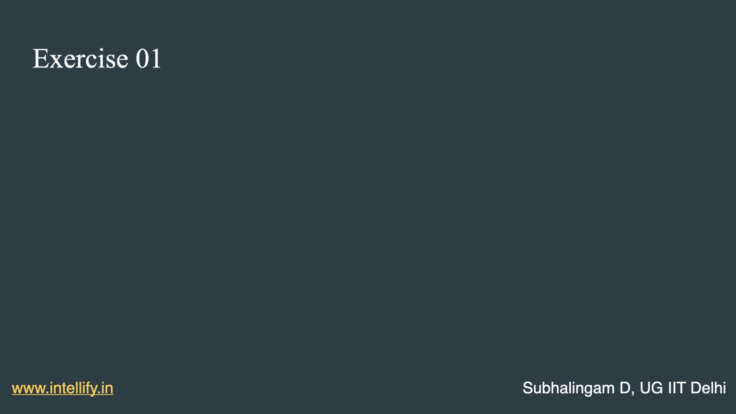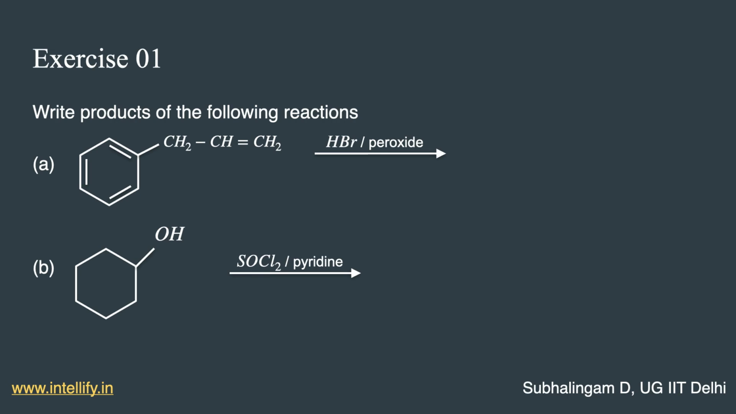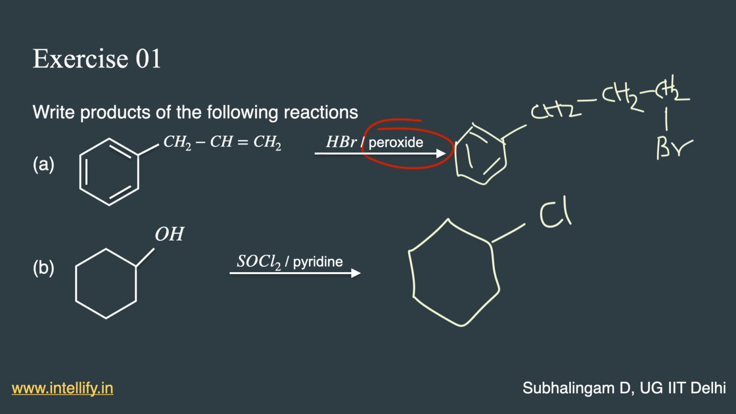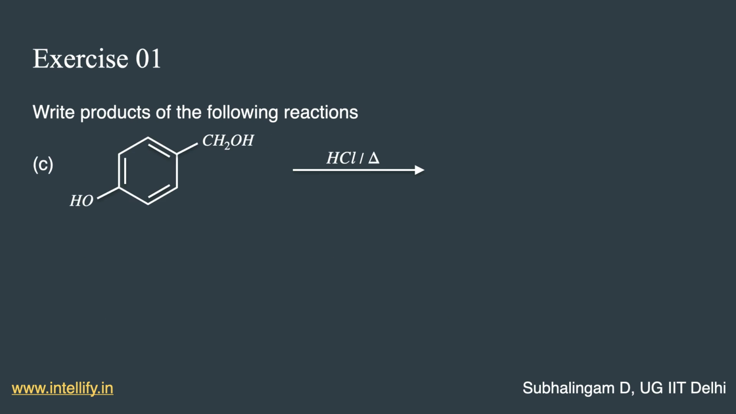So let's solve some questions now. First we have these two questions. Please feel free to pause the video if required. Okay, let me solve it now. The first one, notice the peroxide. We get an anti-Markovnikov product that we have seen in the last class, I mean last year. And in the second question, it's an alcohol. Notice that though it has a ring, it is not an aromatic ring. So we get normal replacement of the OH group with chlorine and we get chlorocyclohexane.